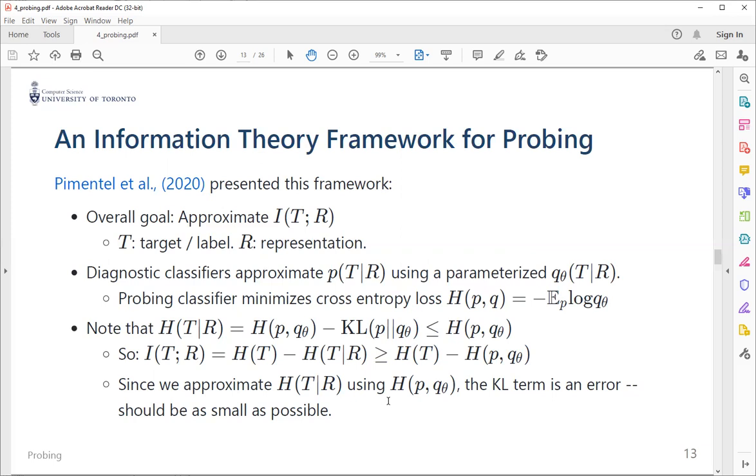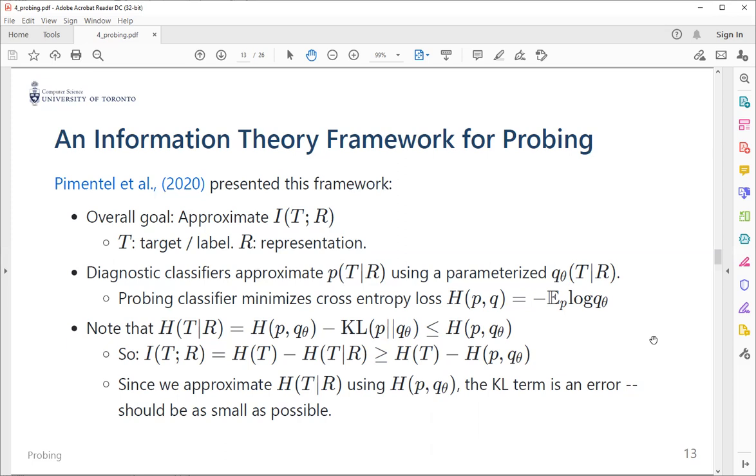Note that the mutual information term that they propose to approximate can be formulated into a constant term minus conditional entropy. So the conditional entropy equals the cross entropy that we can measure minus an unknown intractable KL divergence. And this KL divergence is non-negative. But if we are measuring the cross entropy instead of the true unknown entropy, then we're basically ignoring the KL terms. So the KL terms bring in some errors.